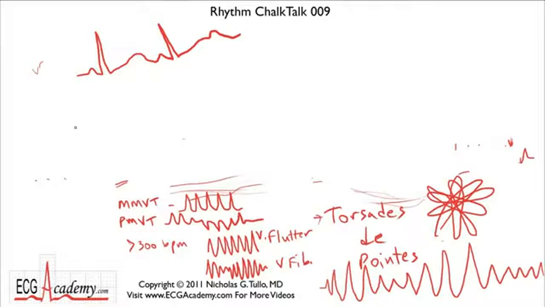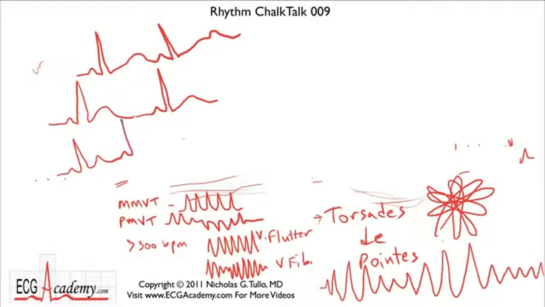Now, the other thing that's characteristic of Torsade is that it's pause dependent. What do I mean by that? Well, what happens to the normal QT interval when rates get faster? Let's think about this. When you have a slow rate, the QT is generally longer. And when you have a faster rate, the QT generally shortens. That's why we correct the QT interval by using the QTc, or corrected QT interval.